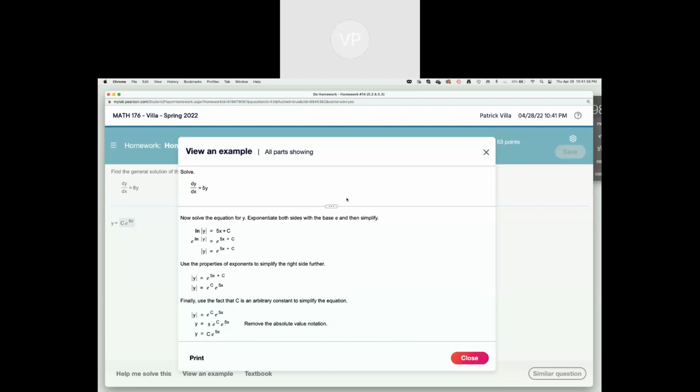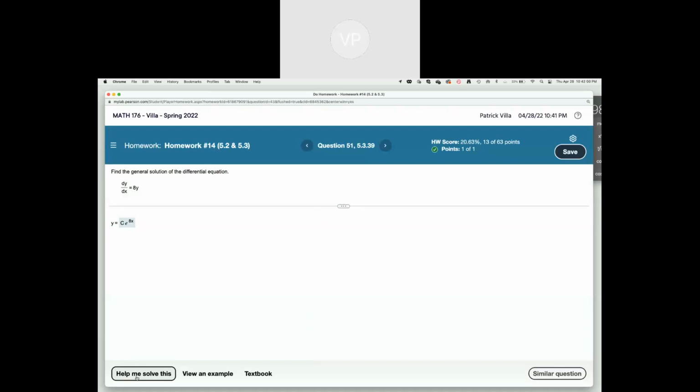But they walk you through these steps. If you click on the help me solve this, it'll do this problem. But then when you're done, it will regenerate and give you a different one, so it's going to start all over. So my suggestion always is try the view example to start, just to see how that works. And then if you get stuck, then do the help me solve this.